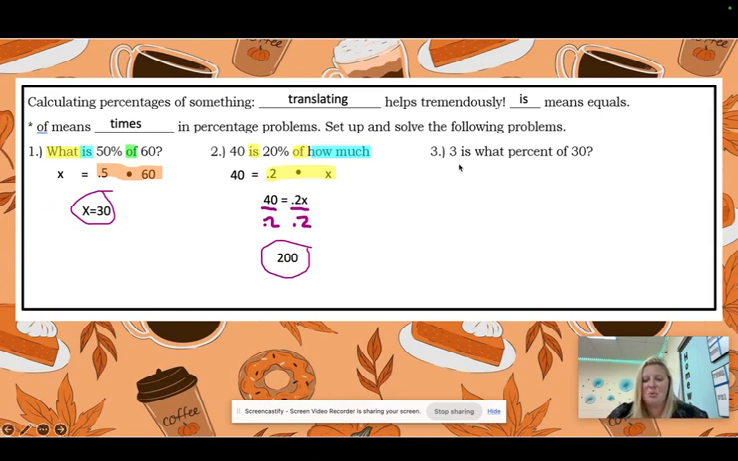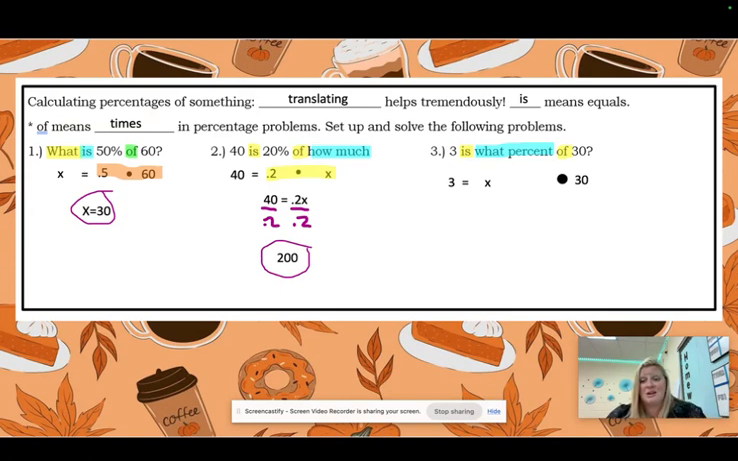And then we'll try one more here together. We have a 3. It says "is," so equals. "What percent?" I don't know, so I'm going to have to write x. And then "of" means times, and then 30. So we have now turned everything into math.